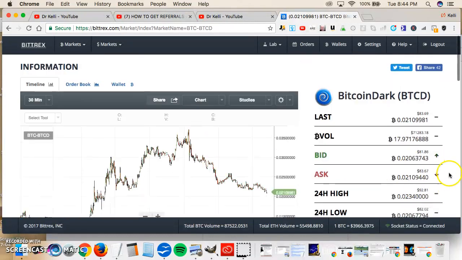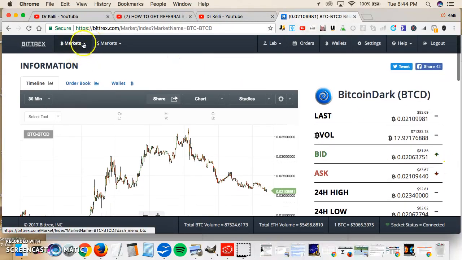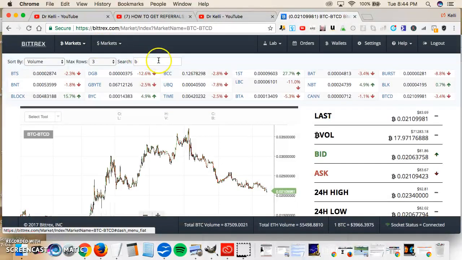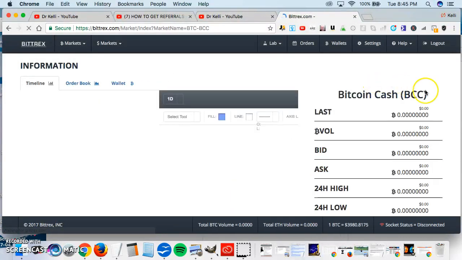All right, let's look at another one. Go back up to markets, and you notice it says Bitcoin. That's B for Bitcoin markets as opposed to US dollar markets. So we're always going to look at Bitcoin ones. And let's look at BCC. This is Bitcoin Cash. When you put your mouse there, it pops up and tells you it's Bitcoin Cash. Just going to click on that one to see how that one has been doing.